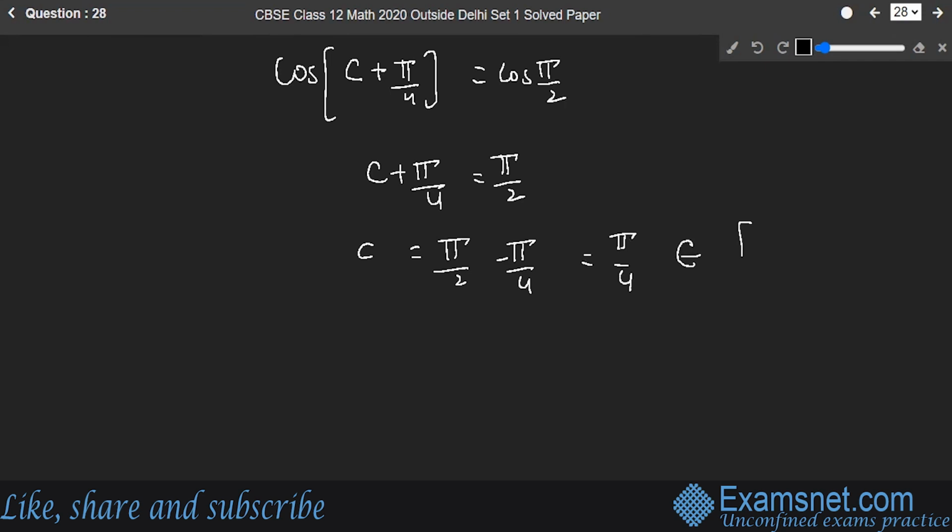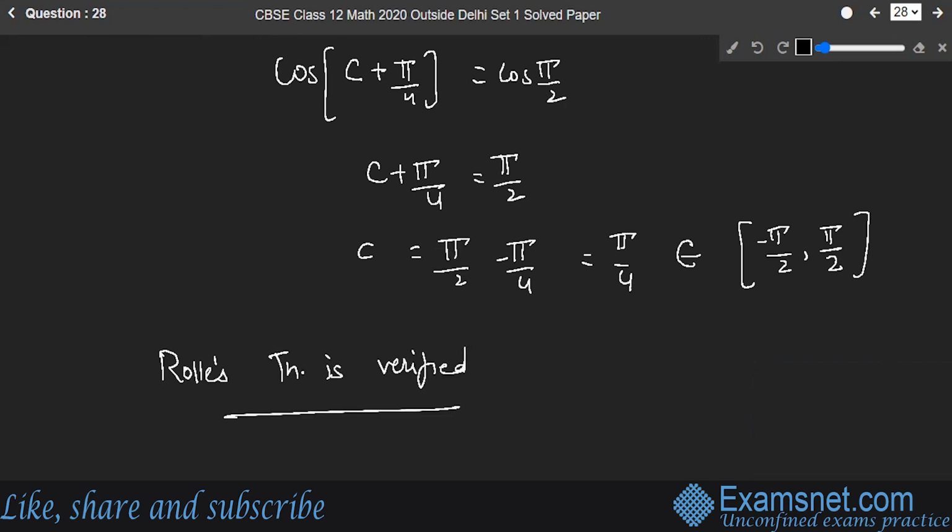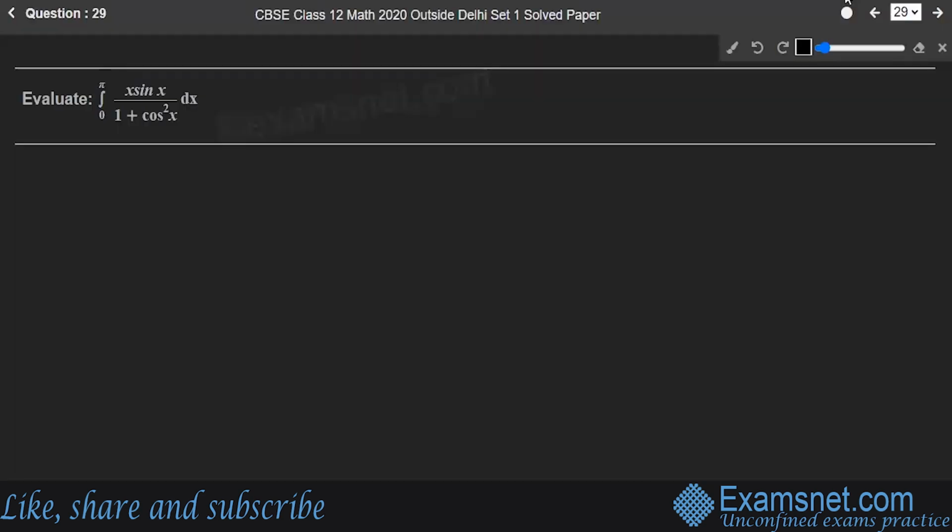Okay, now this pi by 4 belongs to the interval minus pi by 2 to pi by 2. Therefore, your Rolle's theorem is verified. Hope you understood that. Let's move to the next question then.